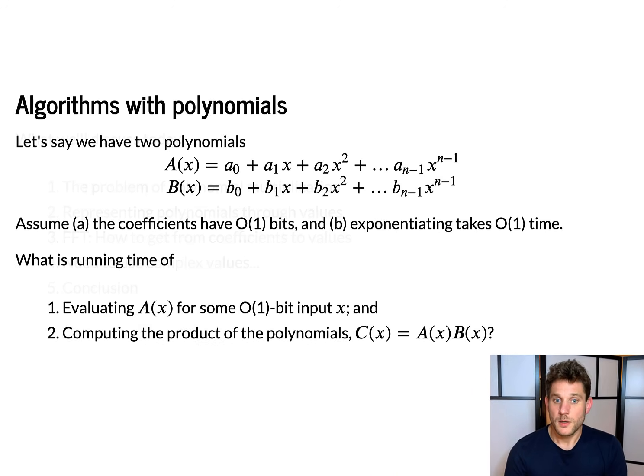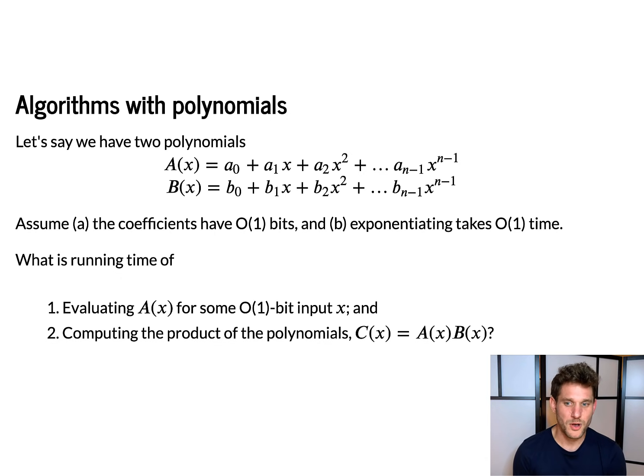Okay. So imagine we're given two polynomials, let's say A(x) and B(x), and they're defined here in terms of their coefficients. A(x) is some a_0 plus a_1 times x plus a_2 times x squared plus all the way up to a_{n-1} times x to the n minus 1. And similar with B.